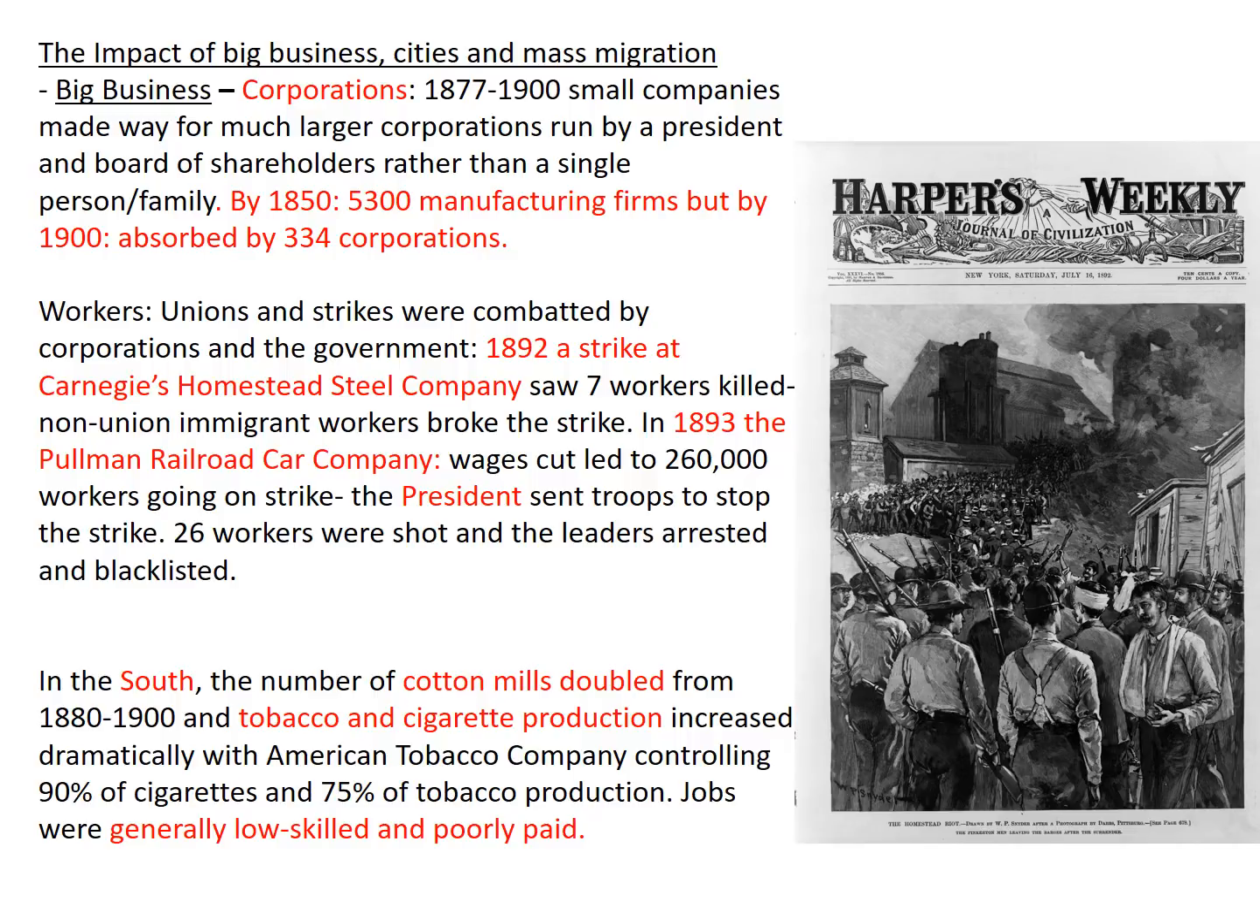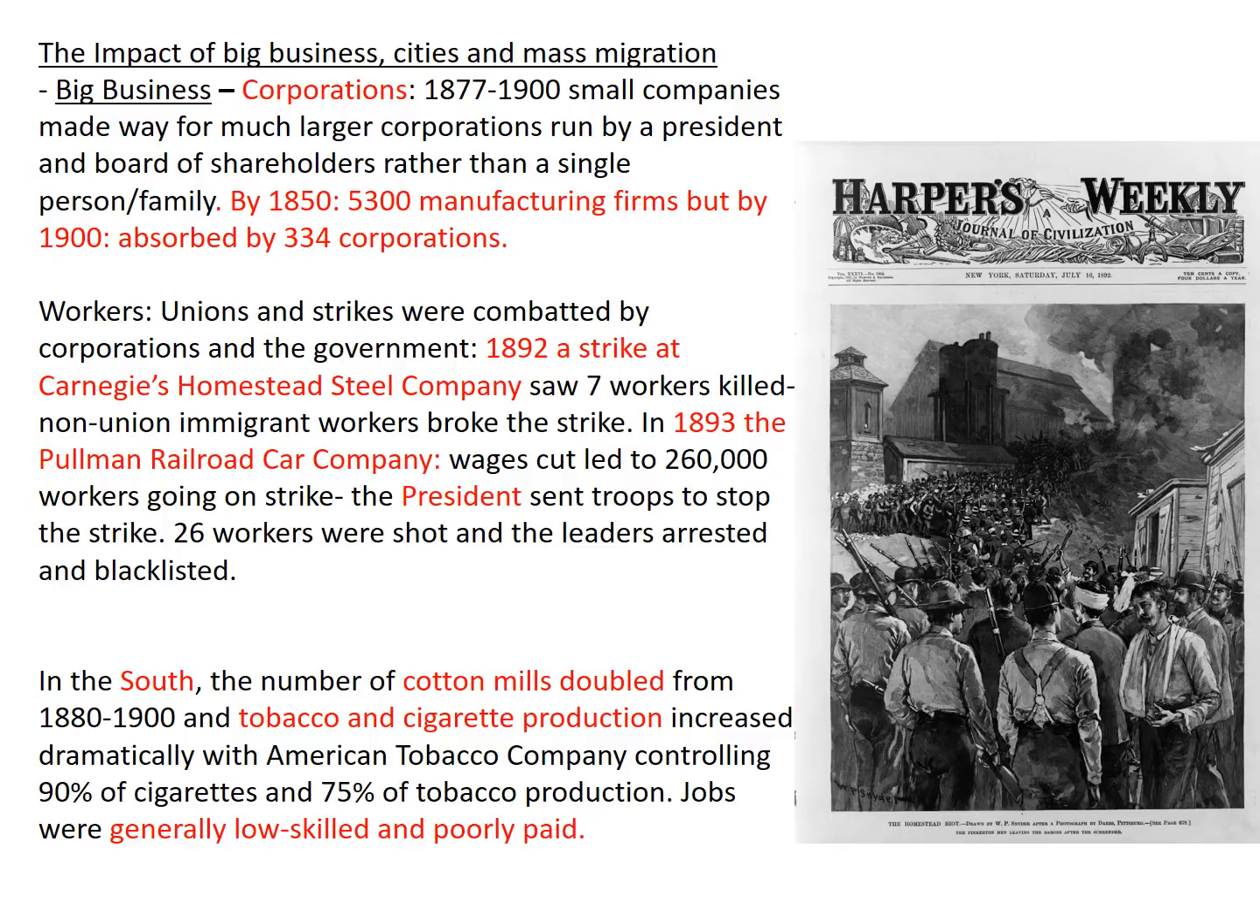So businesses. How did businesses prosper? Well, in short, businesses prospered very well, workers not so much. We get a growth here of corporations. So they are run by a president and board of shareholders rather than a single person or a family. So 5,000 manufacturing firms are absorbed by only 334 corporations.